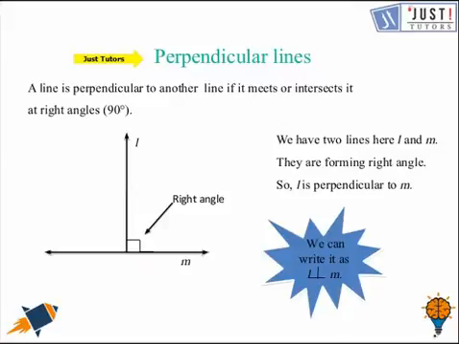A line is perpendicular to another line if it meets or intersects at a right angle. Here you can see we have a line L which is perpendicular to line M, and this is how we write it: L perpendicular to M. It is perpendicular because it is making a right angle, that is a 90-degree angle, with that line where it is intersecting.